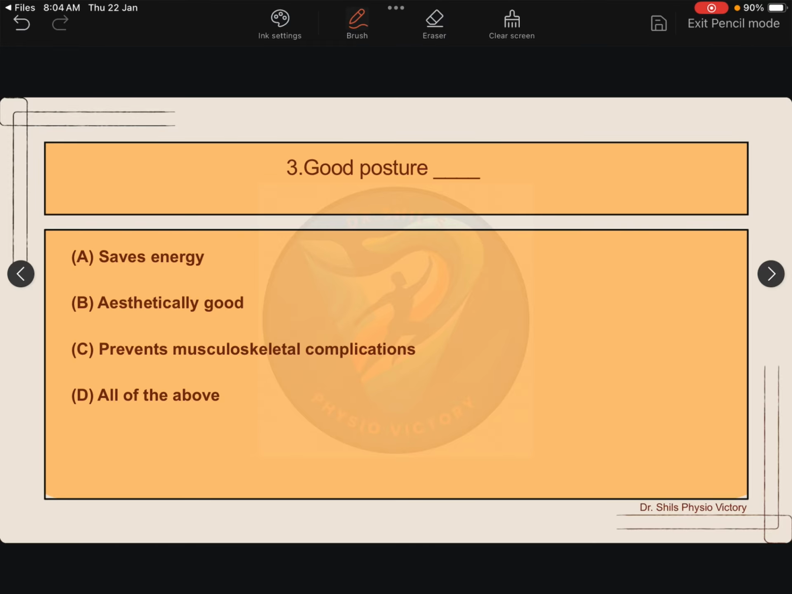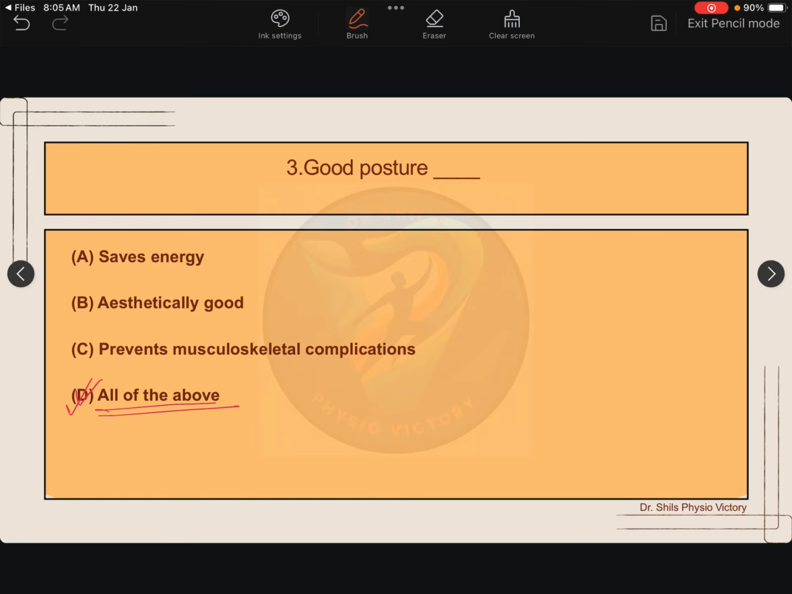Next, come to question number 3. Good posture is option A, saves energy, option B, aesthetically good, option C, prevents musculoskeletal complications, option D, all of the above. Here, the correct answer is option D, all of the above. Good posture basically aligns joints optimally, minimizes muscle effort and reduces ligament strain.